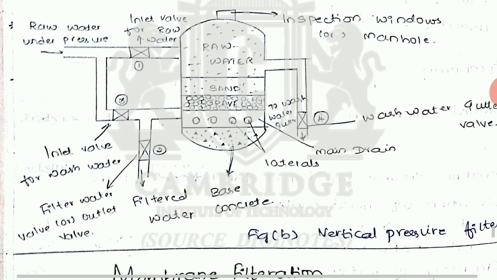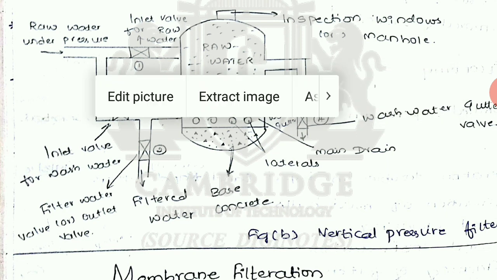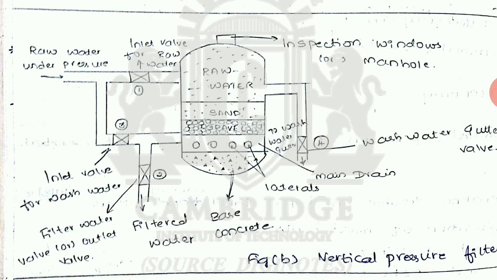and the second is the vertical type of pressure filter. The same arrangement is provided with the cylinder, a metallic body cylinder, but the cylinder is placed vertically, and the inlet and outlet valves are provided on one side. At the top the inlet valve is provided, and at the bottom the outlet valve is provided.